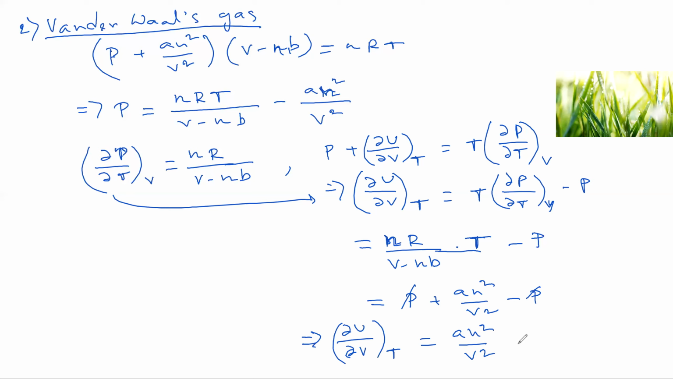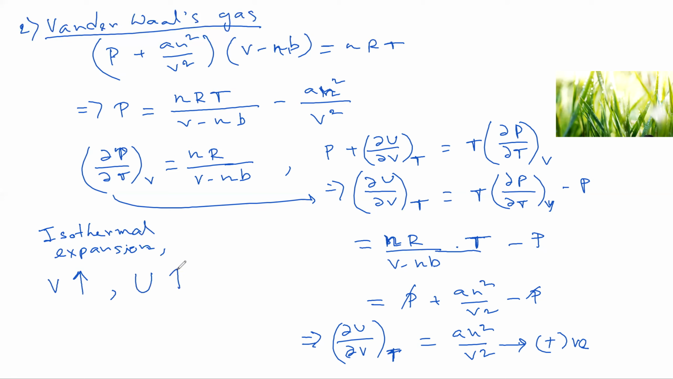And this will always be a positive quantity. So we can write that isothermal expansion of a Van der Waals gas leads to an increase in internal energy. What is isothermal expansion? Because T is constant, we say isothermal, and expansion means V is being increased. So if V is increased, it leads to an increase in the internal energy for a gas obeying the Van der Waals gas equation. We can conclude this from here.